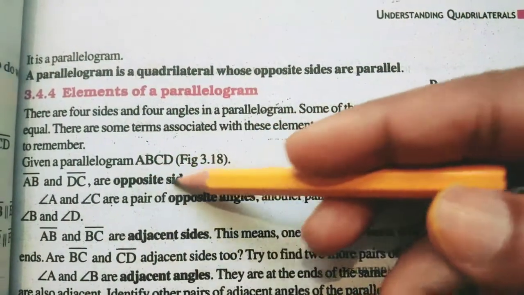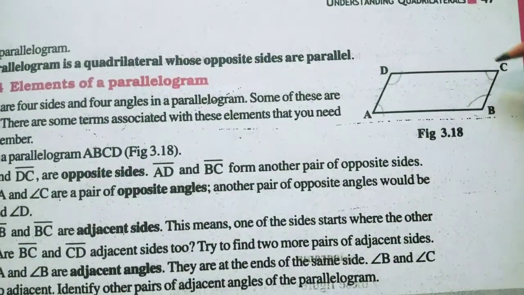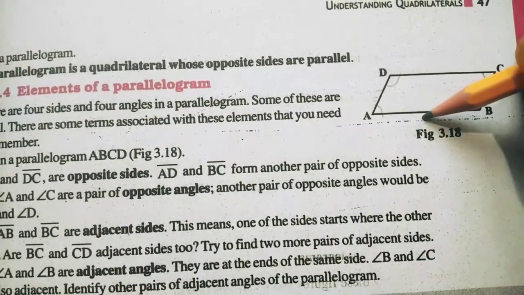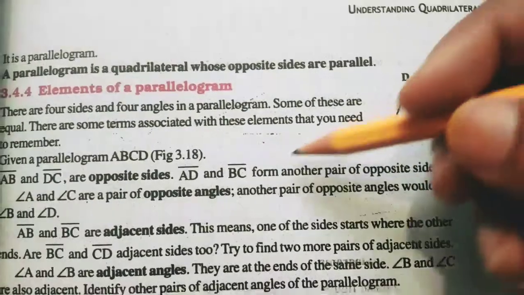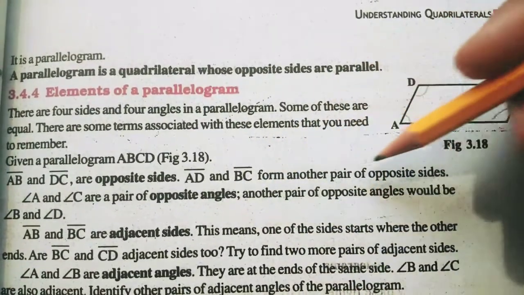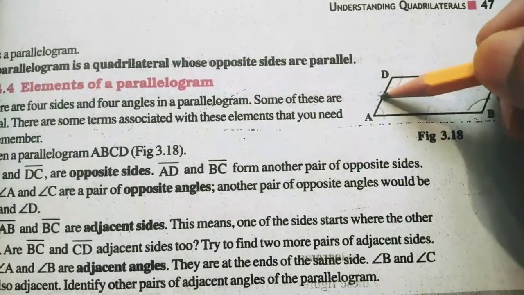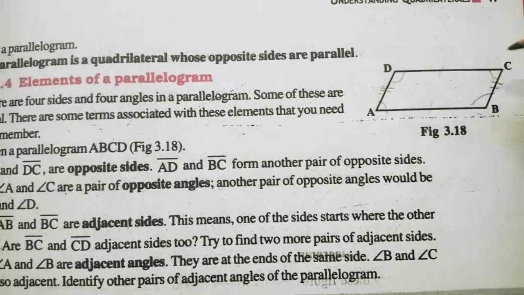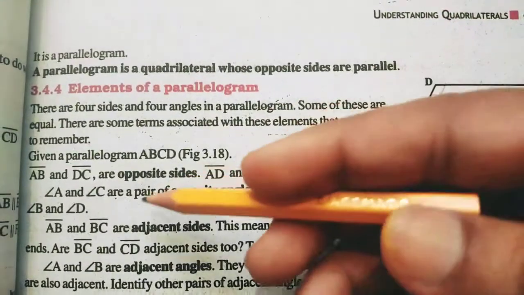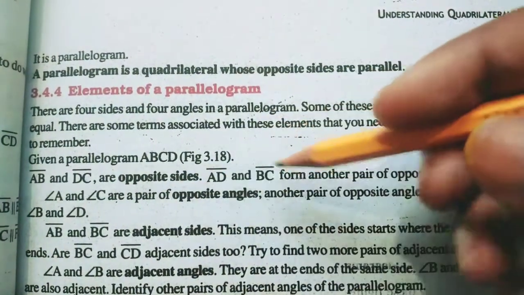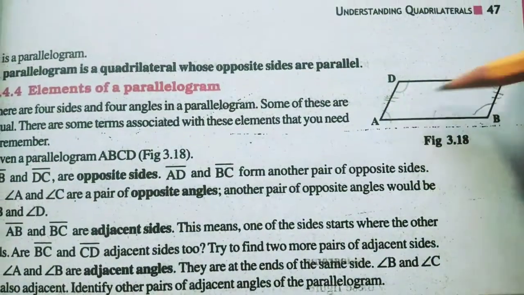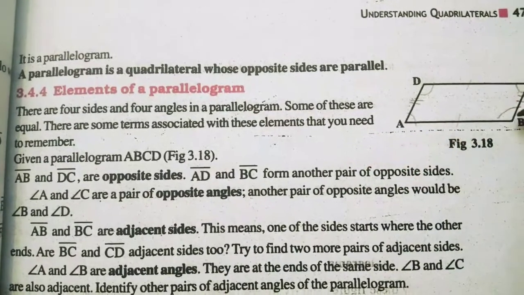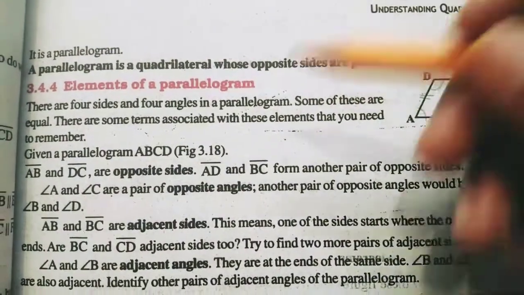So AB and DC are opposite sides, and these two sides are equal to each other. Then AD and BC are another pair of opposite sides, and they are also equal to each other. Angle A and angle C are a pair of opposite angles, and angle B and angle D are also a pair of opposite angles.